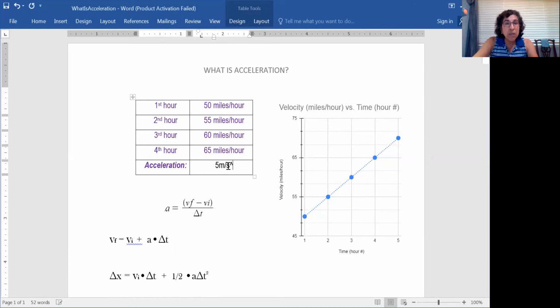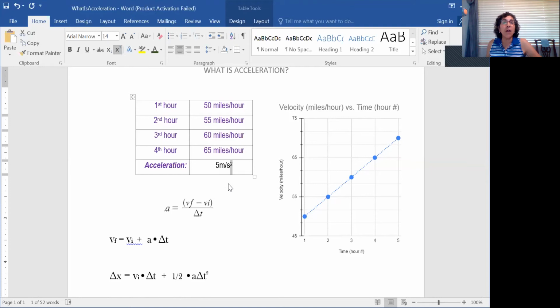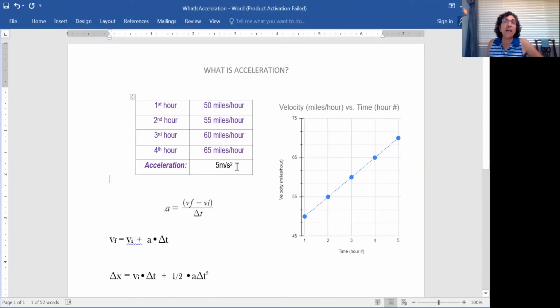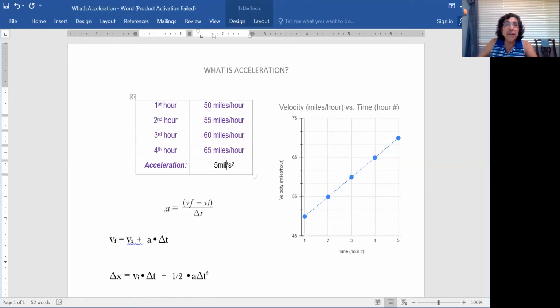Since this typewriter can't let me do the, oh, actually it does, hold on. I can do 2 and then make this a superscript. Here we go, superscript. All right, so I know that my acceleration is 5 meters per second. Ay caramba, sorry you guys, 5 miles per hour squared. This is hours in this case here. Every hour you drove another 5 miles per hour faster. So every hour, that's why it's miles per hour squared. All right, so there's my acceleration.